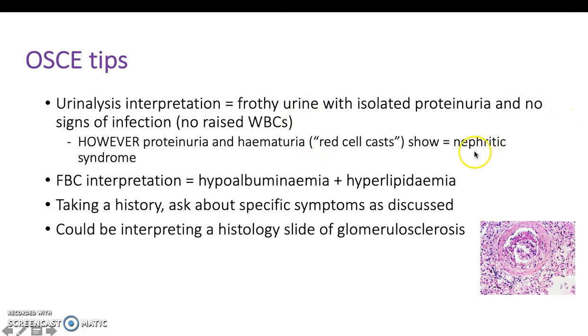Comparing nephrotic to nephritic, then you'd want to look for blood in the urine, and then that would be nephritic syndrome if there are both. If there's just protein in the urine, then it would be nephrotic. Also, full blood count interpretation. If there's low albumin and high lipids, then you'd be thinking nephrotic is a differential. Taking a history as well, asking for the symptoms as I've just discussed. And then maybe interpreting a histology slide of glomerulosclerosis, but that would be pretty tricky.